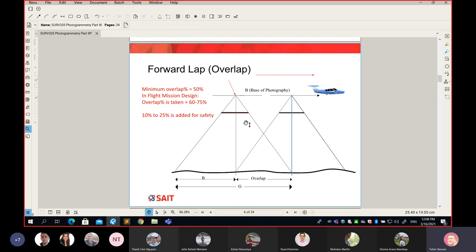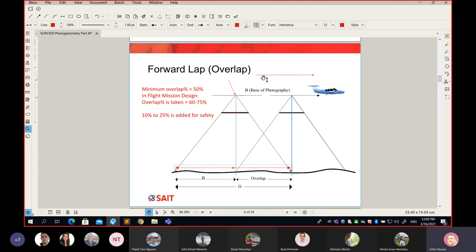And if you're asking yourself how much my image covers on the ground, you can see simply this is how much your image covers on the ground, simply between this point to this point, okay? So this is how much every image will cover on the ground, or at least the first image.